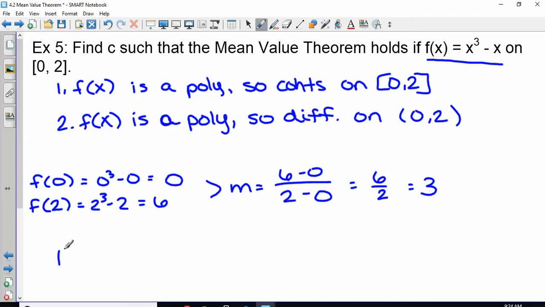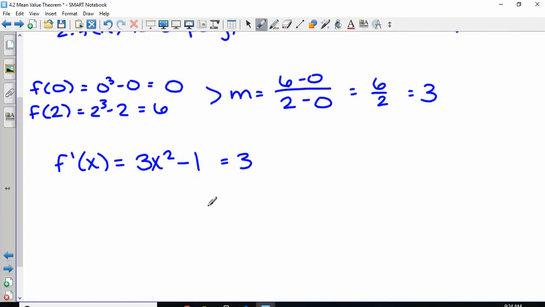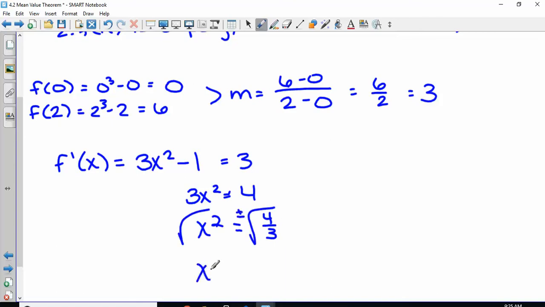So if we do the derivative, we get 3x squared minus 1. So that equal to 3. So if I add over my 1, divide by 3, square root, plus and minus, 2 over radical 3, except can we leave it like that? So it becomes 2 radical 3 over 3. Would I need both of those?